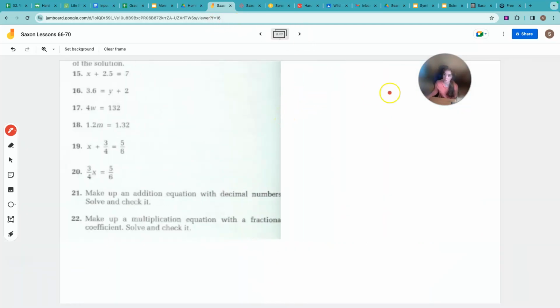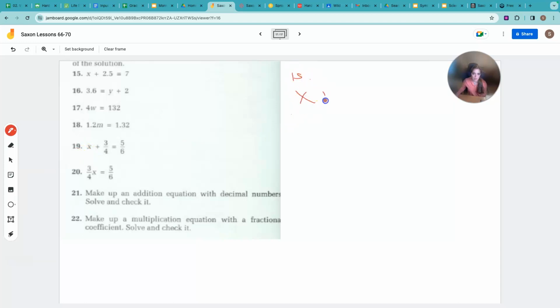Okay, so let's do some problems in real time. We're going to do one together, and then you're going to do one on your own. So, here we go. We have 15 in investigation 7: x plus 2.5 equals 7. Our goal here is to isolate x, right? Get it to the point where x is by itself on one side, and the numbers are on the other side. So, what's the first thing we're going to do?